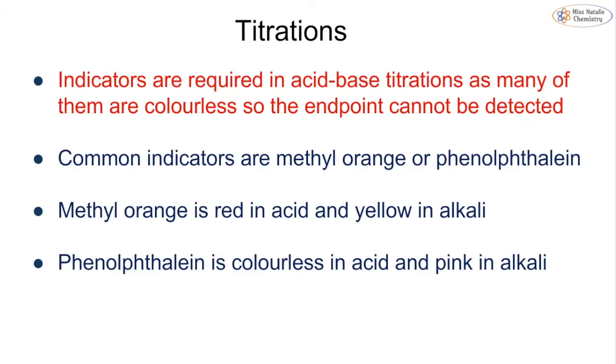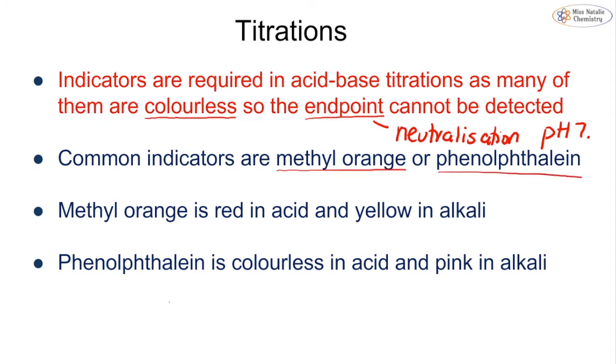So we do require an indicator in an acid-base titration, as the majority of our acids and bases are colourless. So we can't determine our end point. Our end point is when we have completed the neutralization reaction, so as to tell us that we are at pH 7. So the most common indicators are methyl orange and phenolphthalein, and you will have covered these in the double content.